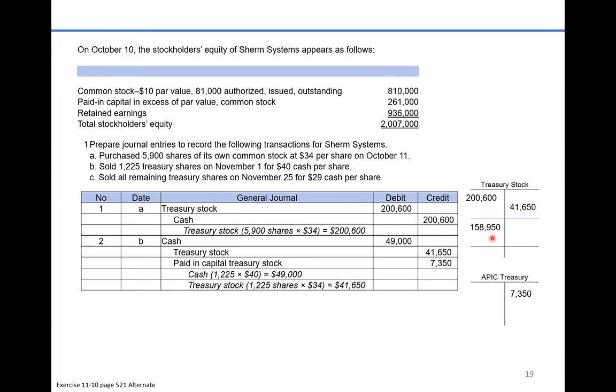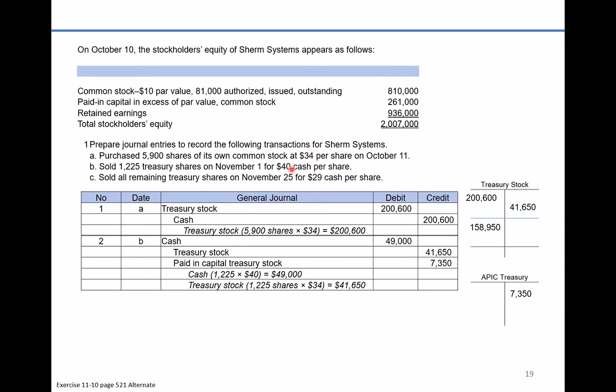Now let's recap where things are then. This Treasury stock is no longer that same contra equity balance after we sold some shares. It now has a balance of $158,950. Okay? Now let's move on to transaction C. It says the company then sold all remaining Treasury shares on November the 25th. Ooh, but they sold them for $29 per share.